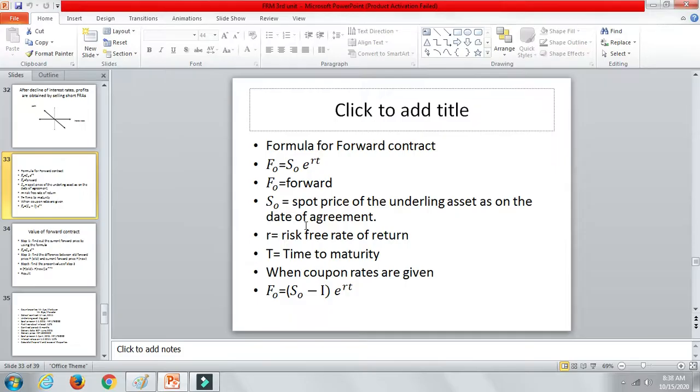I have already explained this in my previous classes. Just to grasp the topic, I am explaining it again. Spot price is nothing but the current prevailing price. Current prevailing price means the market price that is running in the market. So that is what spot price is.